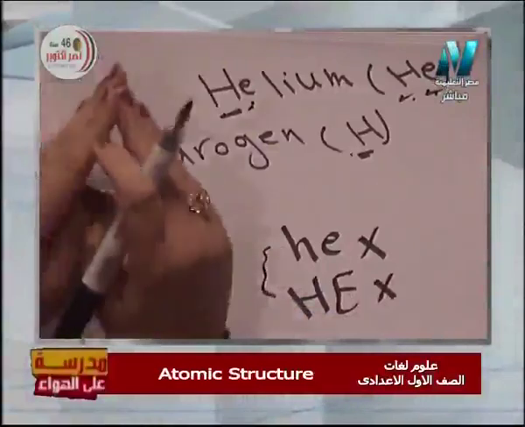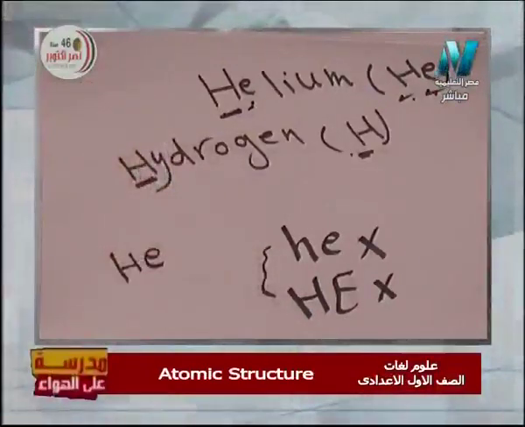Okay? So some elements are represented by the first letter of their name, and other elements are represented by the first and the second letter from their name, with the first letter written in capital and the second written in small. Okay. Another element chooses the first letter and the third letter. Some elements are symbolized by the first letter and the third letter, as chlorine.